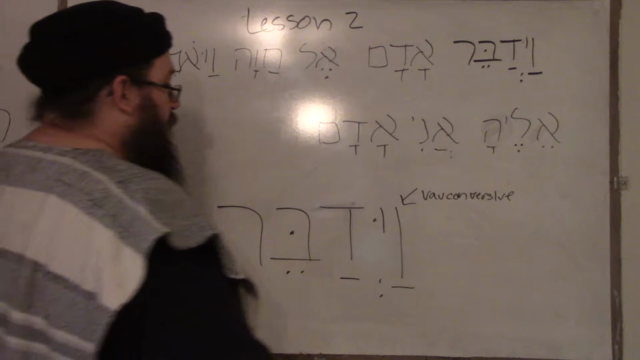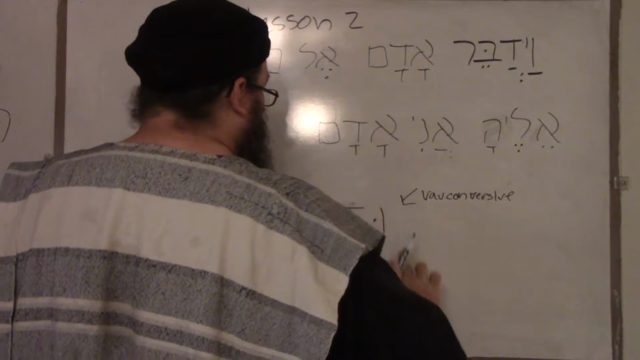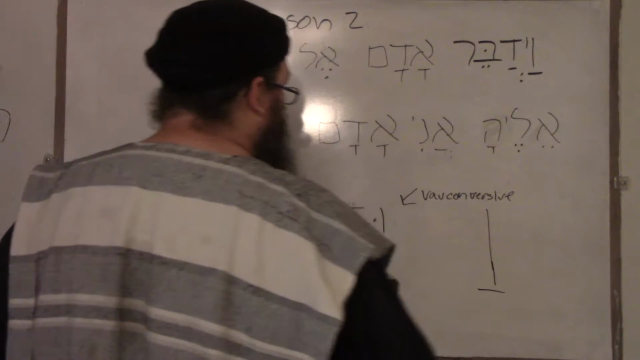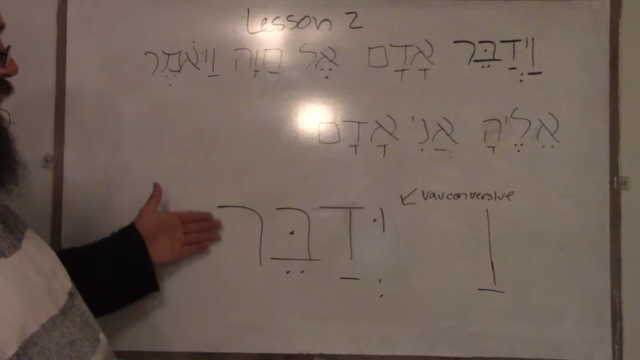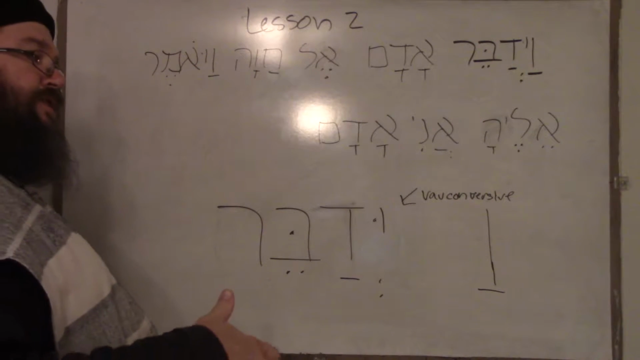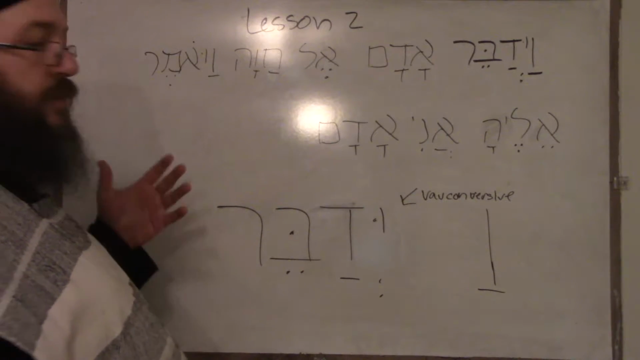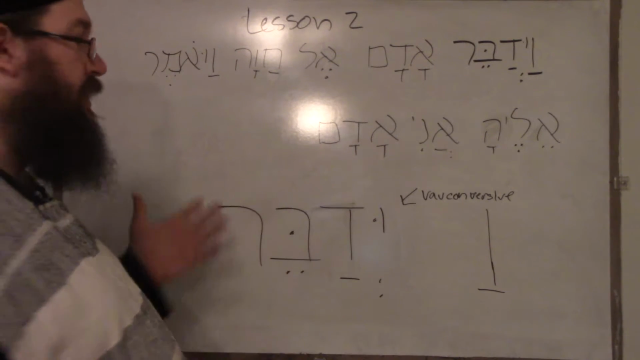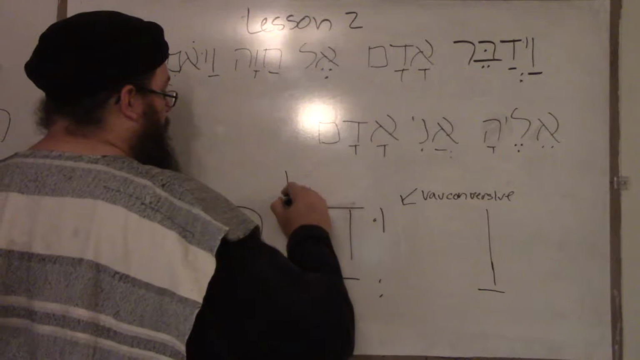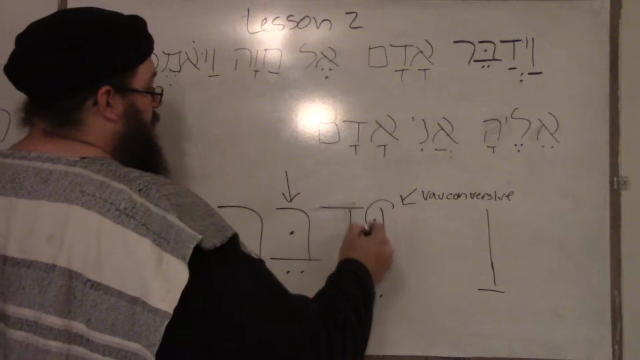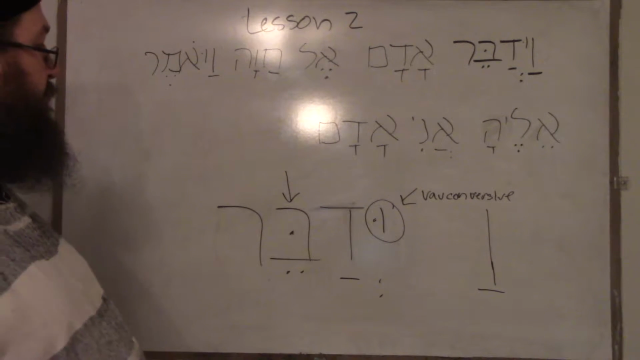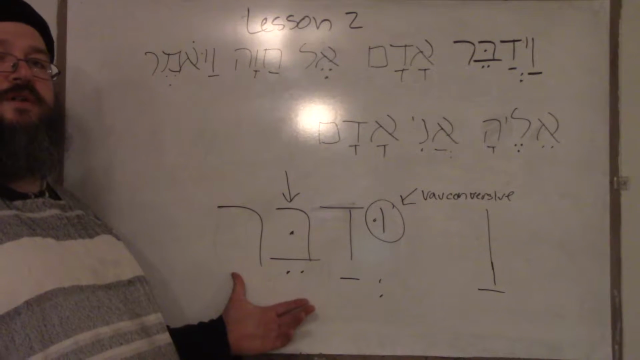If we eliminate the Vav conversive for a second, we'll put the Vav conversive over here. What do we have left is Yidaber. If we go and look at the chart, well, we have to ask ourselves what chart. We know that because it's a future tense verb, this is the pronoun. What we have left is 3 root letters.